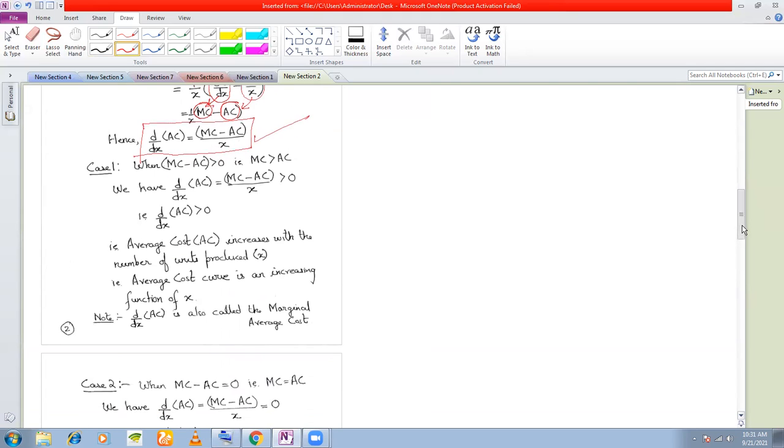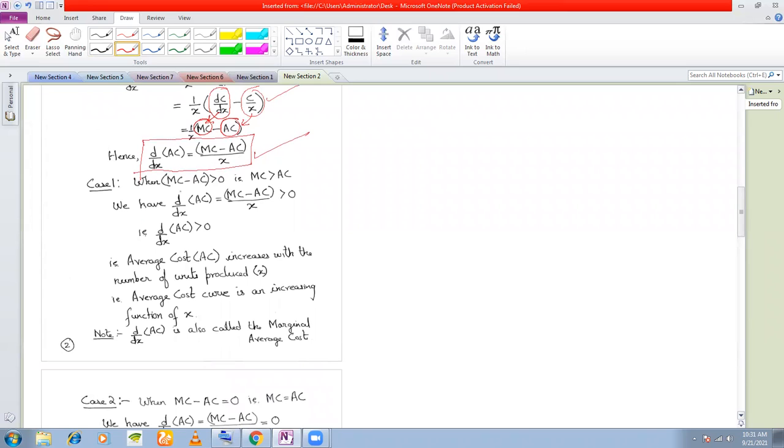Next, we consider three cases, only considering this part, MC minus AC. What if MC minus AC is greater than 0? That is, MC is greater than AC. Then what will happen? In such a case, the derivative of average cost will be positive. That means this AC is an increasing function. We've already discussed this. If AC is an increasing function, that means average cost increases as the number of units produced x increases. Okay.